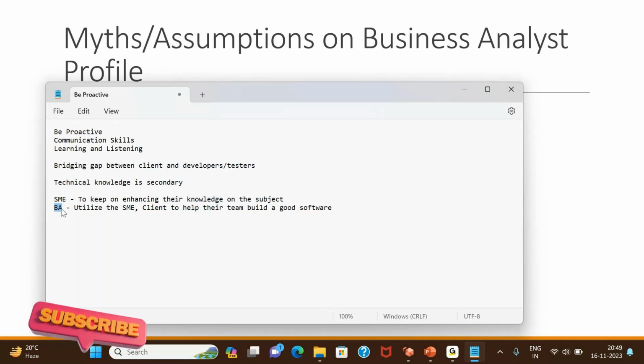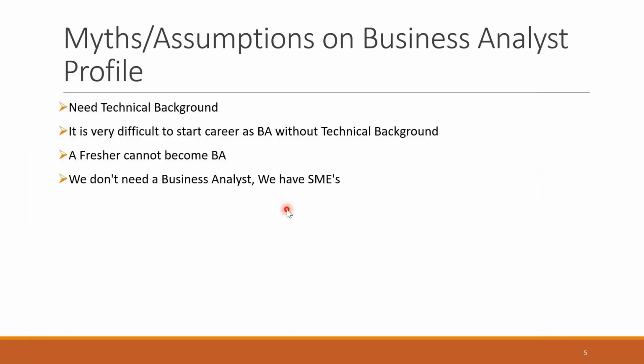Okay. As a business analyst, your primary skill is to talk to the client, talk to these experts, understand what they want in the software, how they want it in the software, give them suggestions on how to build the software, and then document those and share the document with your development team. Okay, so these are two completely different profiles. A business analyst and an SME are two different profiles, two different workflows.